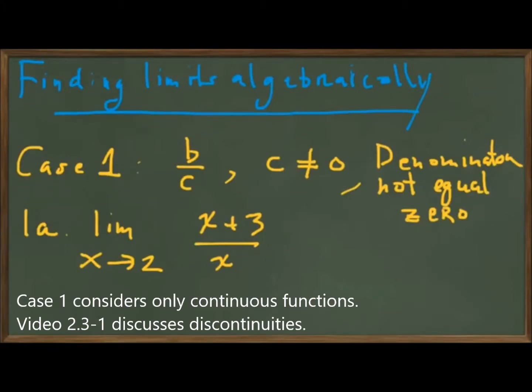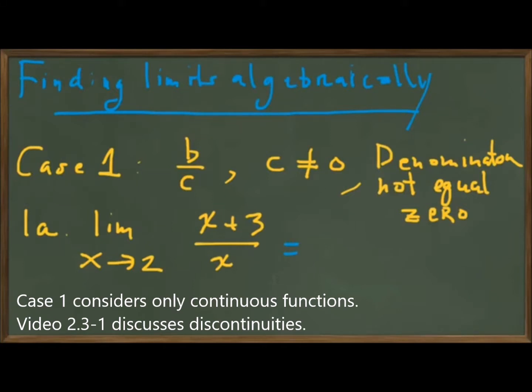Okay, so in this video we're going to look at case 1 of finding limits algebraically. We have plugged x equals a into our function, and we've gotten a fraction b over c. The denominator is not 0, and we're going to see what we do. Well, in this case all we have to do is just plug in the x value that we're approaching.